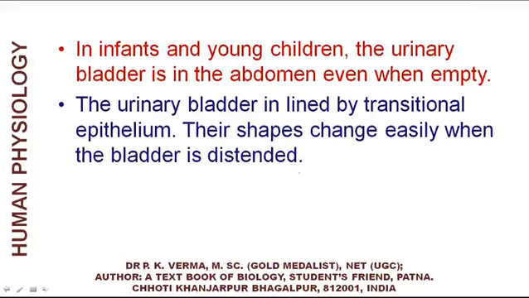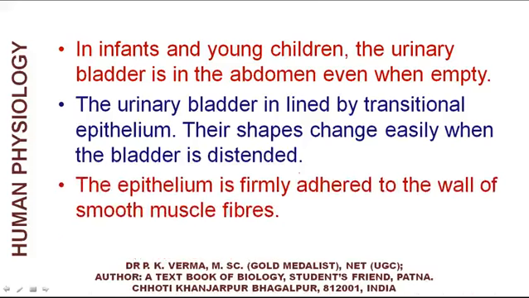The urinary bladder is lined by transitional epithelium. That is, the number of cells in the layer changes from 5 to 6 layers to only 2 to 3 layers when it becomes distended. Their shapes change easily when the bladder is distended. The epithelium is firmly adhered to the wall of smooth muscle fibers surrounding the inner epithelium.